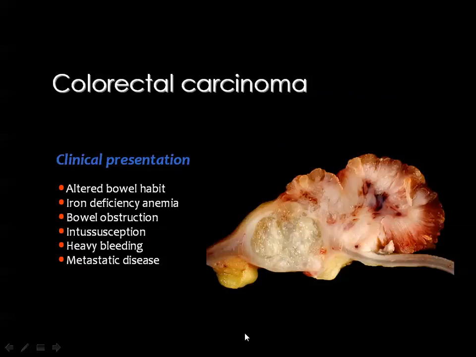The clinical presentation is usually by altered bowel habit, iron deficiency anemia due to occult blood loss, and bowel obstruction if the tumor is large. Intussusception, where the tumor will act as a leading point for the intussusception, and maybe massive bleeding, and sometimes the presentation is by metastasis.